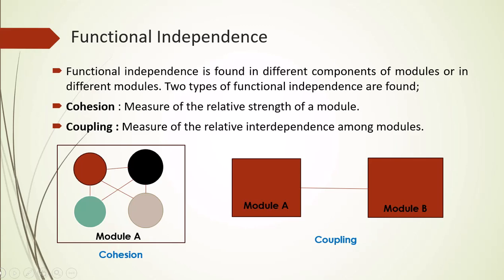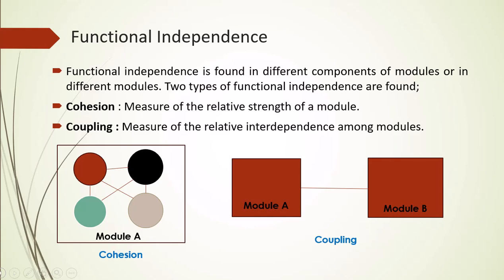What is cohesion? Cohesion is the measure of relative strength of a module. This means cohesion is the strength of a module. Cohesion is the bonding or relation of different elements inside the module, while coupling is the measure of relative interdependence among the different modules. This means coupling will always exist in different modules. Minimum 2 modules are required for coupling.